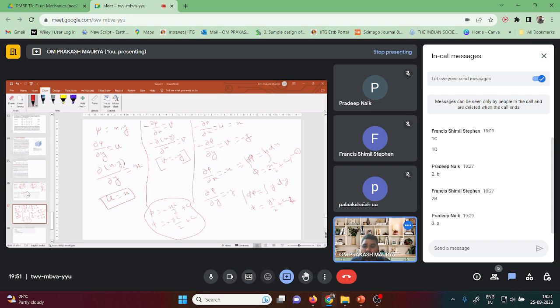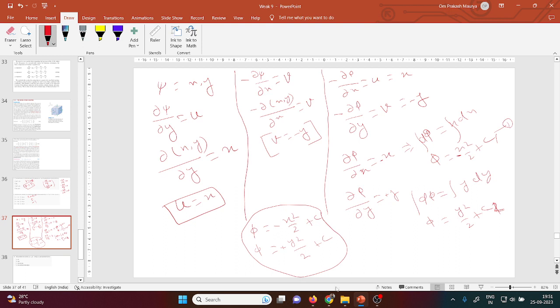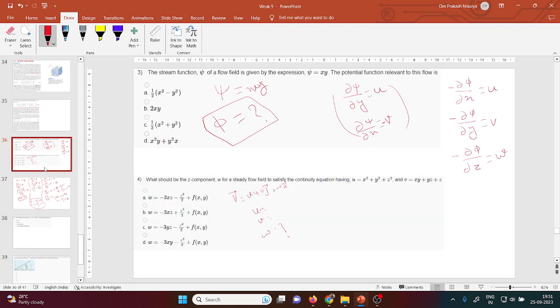So, question number 4 is coming again. Question 4 is visible. Yes, sir. Okay, for question number 4, you need to calculate the z component of the velocity. How you will calculate these three things, you know already. ∂φ/∂z, you can take a screenshot and solve it at home.